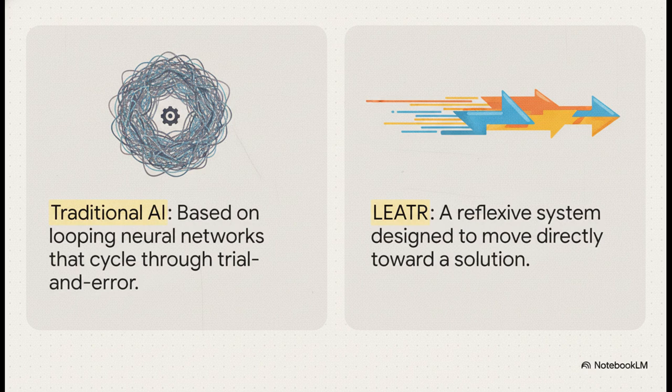Right at its core, LEATR makes a huge shift away from traditional AI, the kind that grinds through problems with endless loops of trial and error. Instead, it proposes what it calls a reflexive system, one that's designed to move instinctively and directly toward a solution, just like a natural reflex.